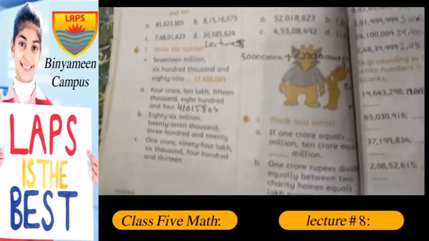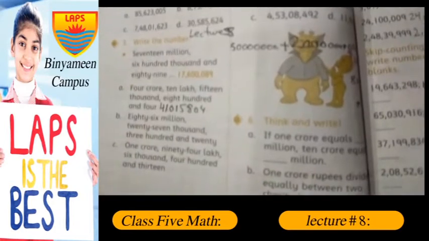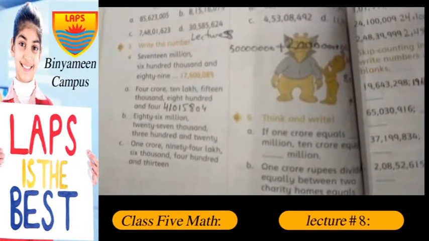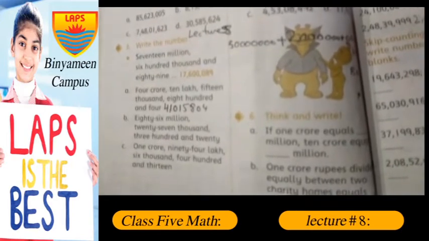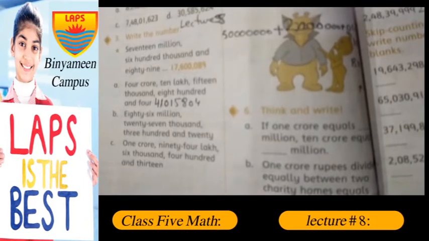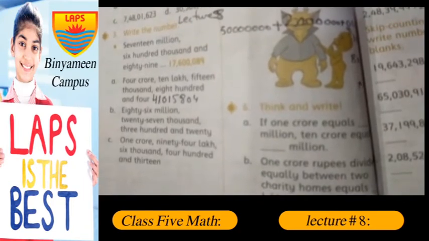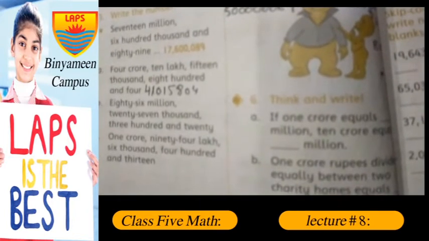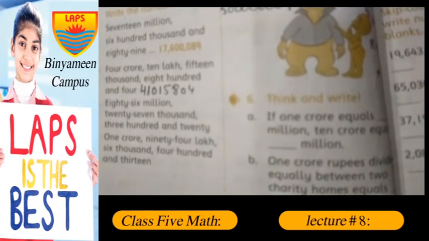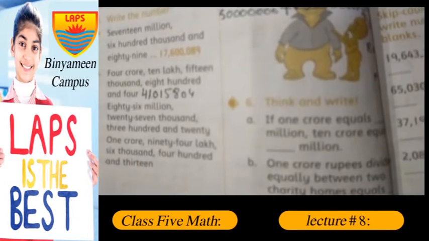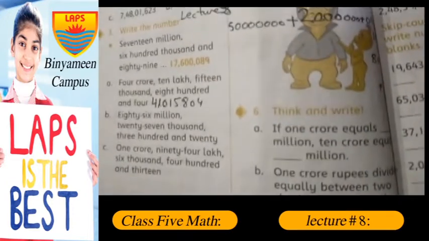17,600,089. You can write it like 17, 600, then 089. In Pakistan, 4 crore 10 lakhs. 15,804. You can write it like this. No, I saw there no 4 crore 10 lakhs. 15,804.